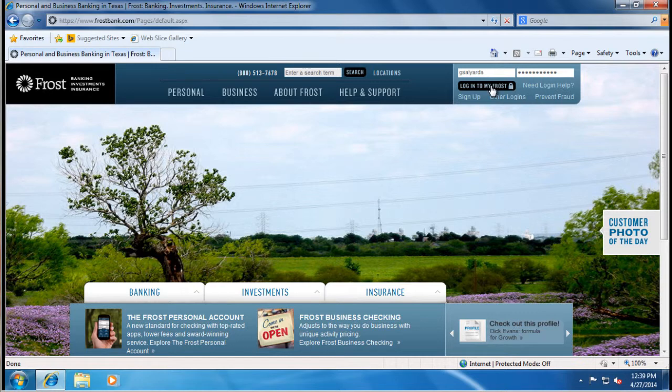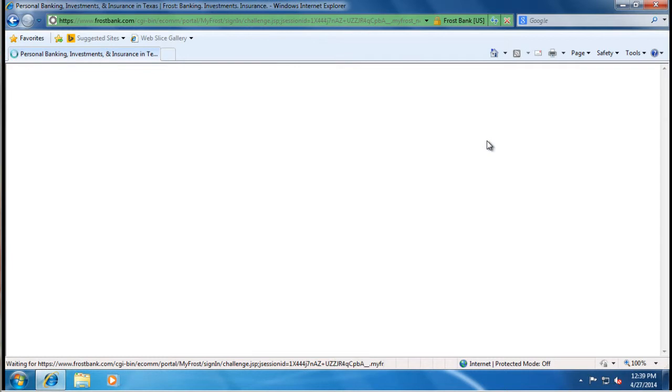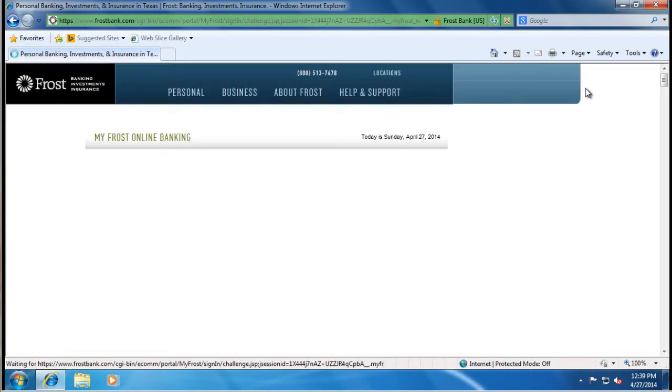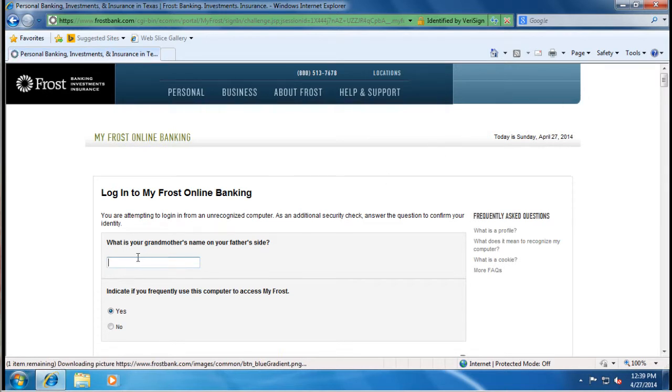In this case, I'm going to log on to Frost Bank, where they enable risk-based authentication. I put in my username and password, and I've never logged on to this system before. And prior to beginning access to my financial information, Frost Bank is going to require me to answer a question that I had previously configured.